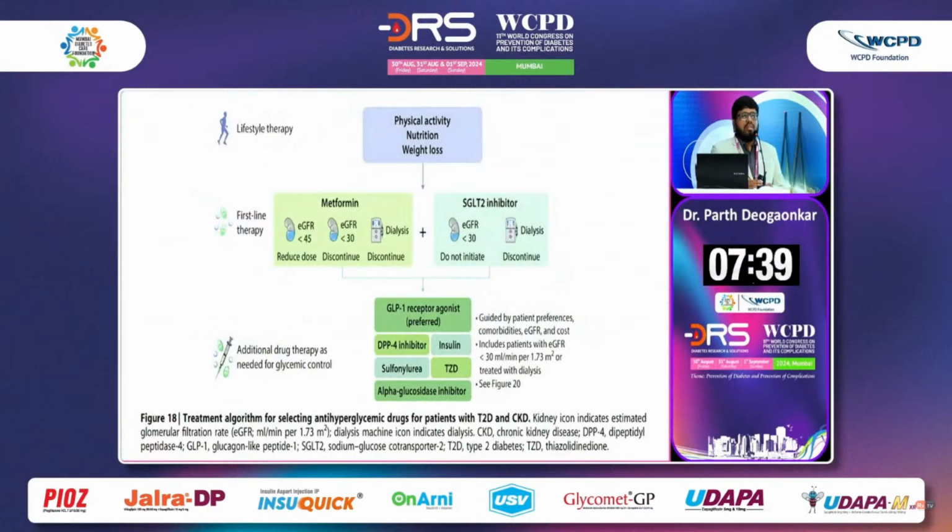So this is the new approach. All patients who are diabetic and have kidney disease should be on metformin and SGLT2 inhibitors. Metformin should not be given below a GFR of 30, and if the GFR is between 30 to 45, the dose should be half. So basically, if a patient has falling renal function, you have to monitor the GFR, and the patient should be on SGLT2 inhibitors.